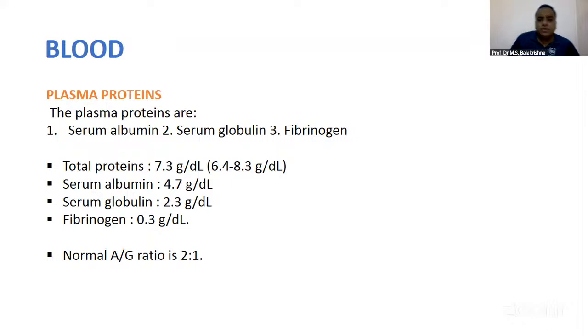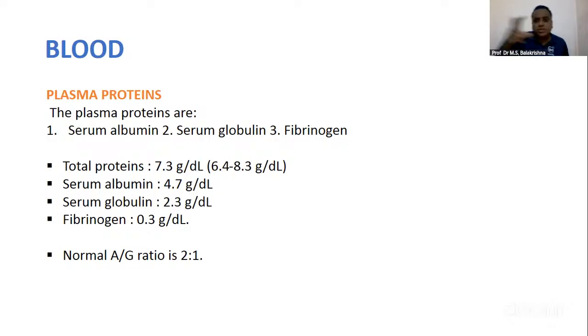Now, coming to the plasma proteins. There are 3 plasma proteins, as we know: albumin, globulin, fibrinogen. The total plasma protein is 7.3 grams per deciliter. It's extremely important. You should know the units also and the range also, 6.4 to 8.3, it varies. Out of which albumin is the highest, that is 4.7 grams per deciliter. Serum globulin is 2.3 grams per deciliter and fibrinogen is 0.3 grams per deciliter.